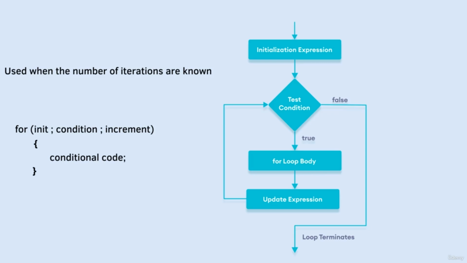Now after increment, again before entering into the body, it will check the condition. All right, so this will keep on executing unless and until the condition is true, and as soon as it is false, the loop will get terminated. All right, so let's execute this particular loop practically.